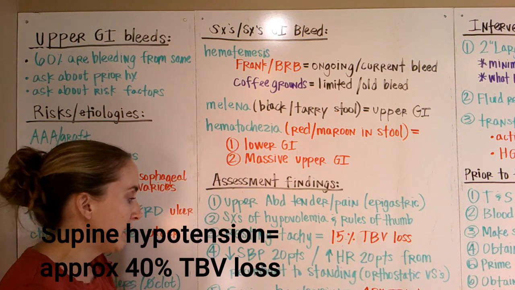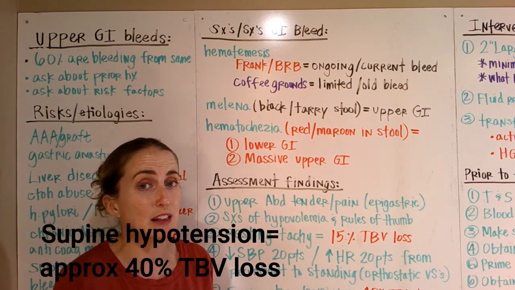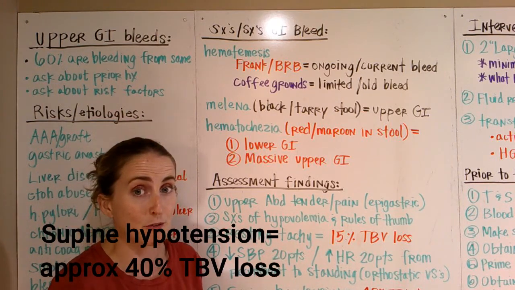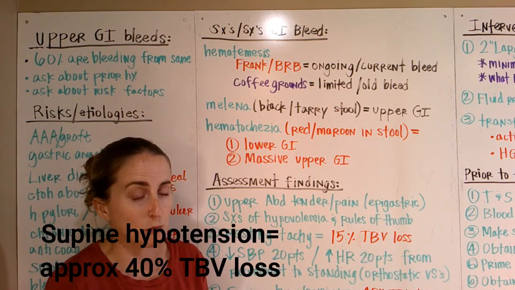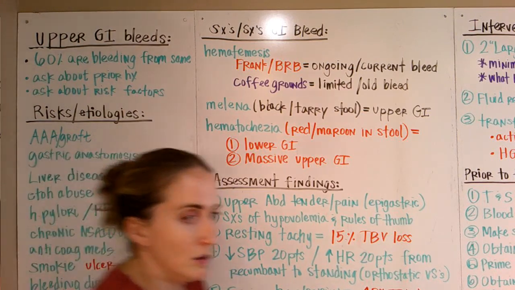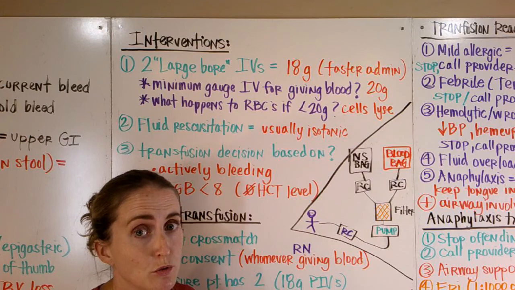With supine hypotension, if someone is lying completely flat, supine, and they're still hypotensive, you know that they've lost about 40% of their total blood volume. So supine hypotension is very ominous. That's not great, okay?